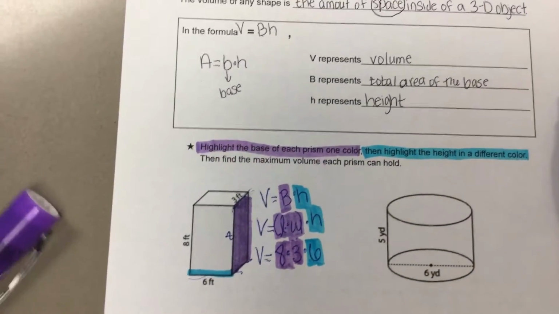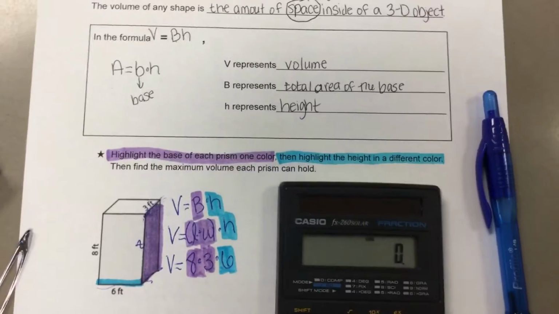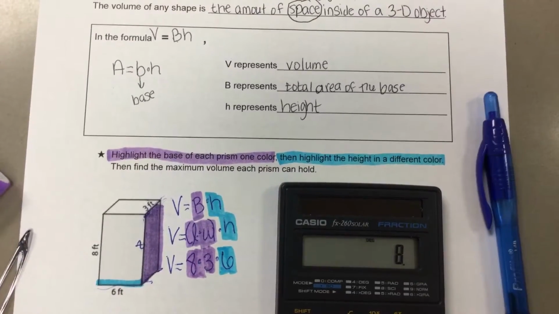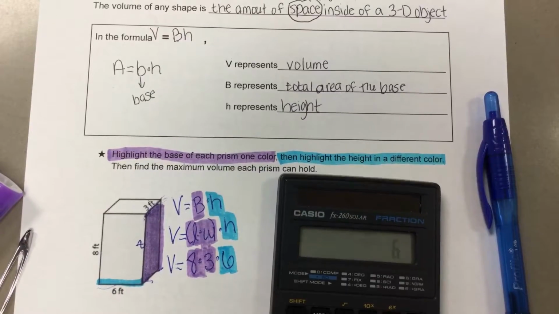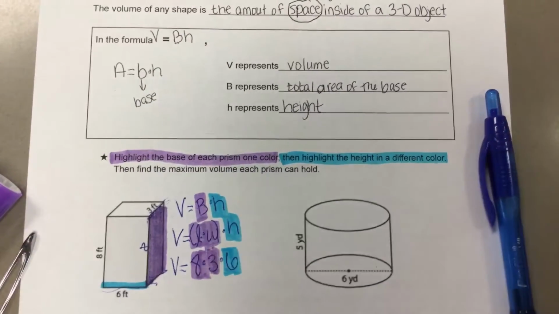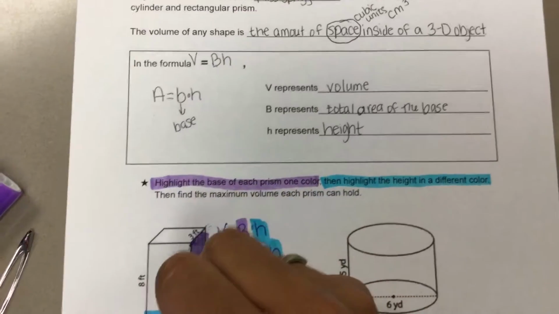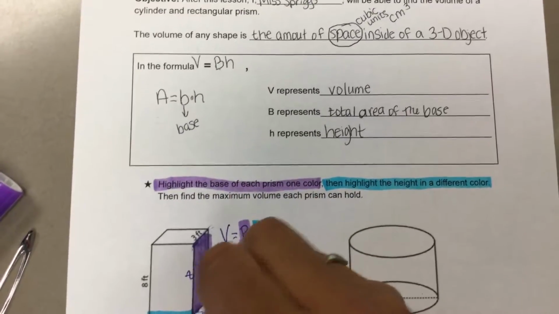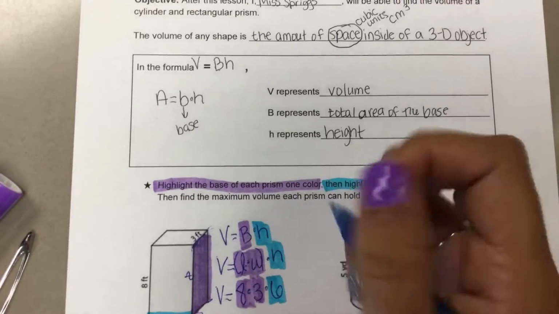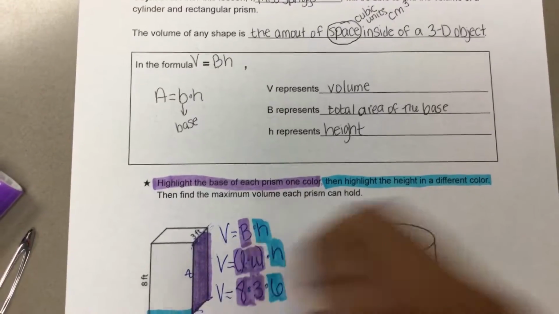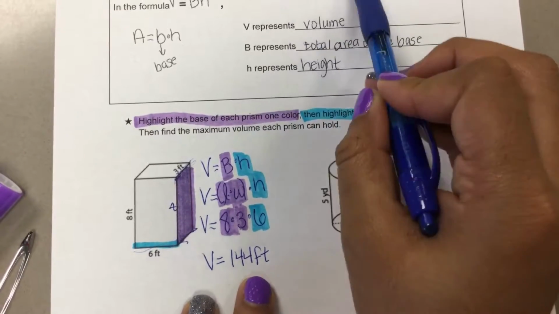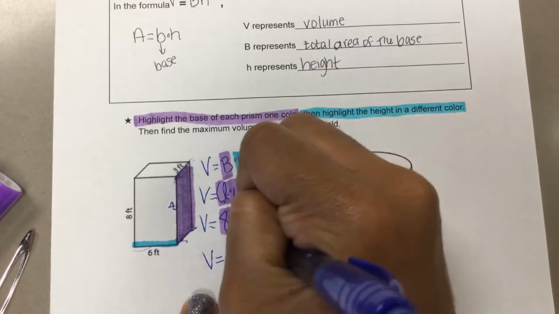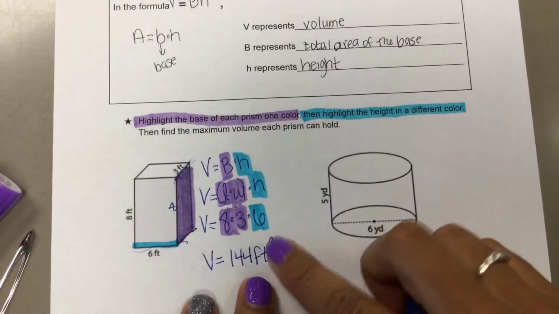Now we got to multiply these all together. So, got my calculator here. 8 times 3 times 6 equals 144. And don't forget my units, feet. And then since we're talking about volume, it needs to be in our cubic units. So 3, a little 3 up there.